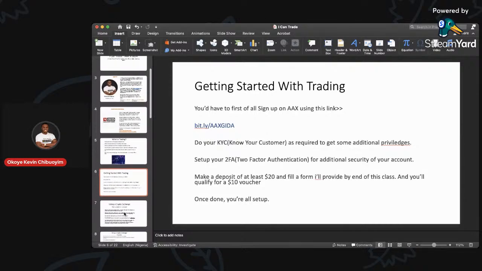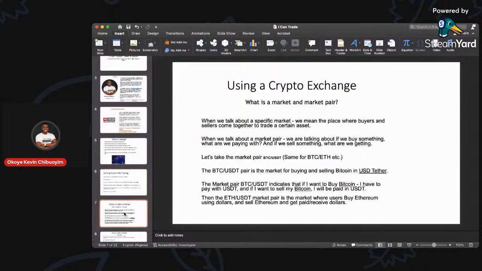Now, basically, let's talk about using a crypto exchange, or let's dive into trading proper. Before you get into trading, you have what is called a market, and then you have what are market pairs. For the purpose of this class, we're going to be exploring it live, so it will make more sense than just theoretical. After talking about this, we're going to go to AAX and see that feature specifically. Now, what is a market?